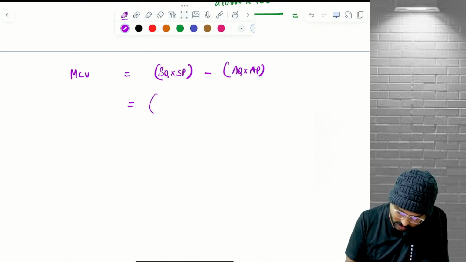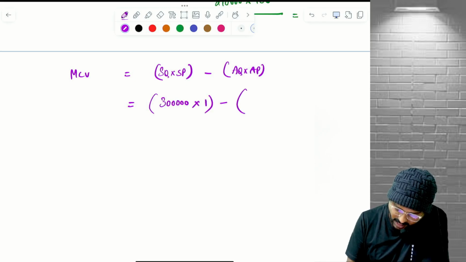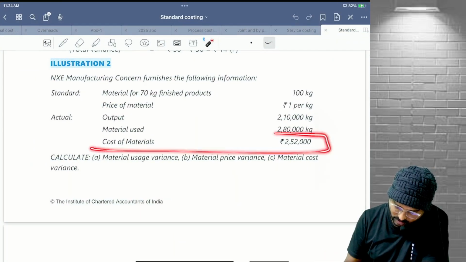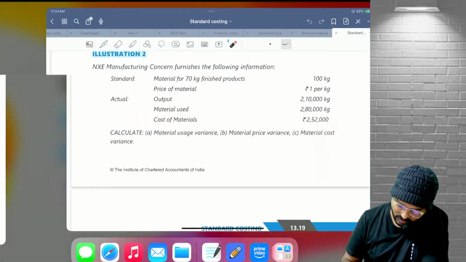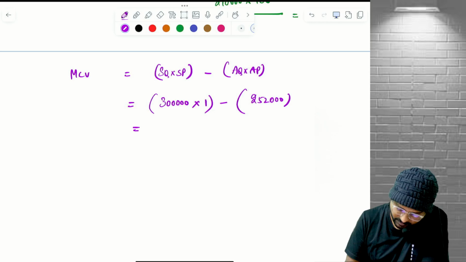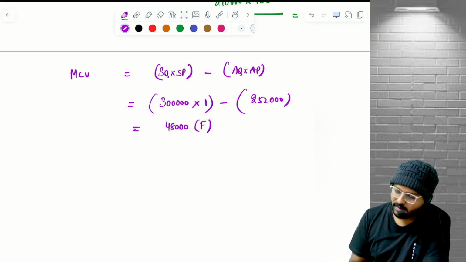Standard quantity is how much? Just now we have calculated. 3 lakhs. Into standard price. Look at the question and tell me. 1 minus actual quantity into actual price, which is nothing but actual cost. How much is the actual cost? 2,52,000. Right? So how much you get? Favorable or adverse? Favorable. Right?